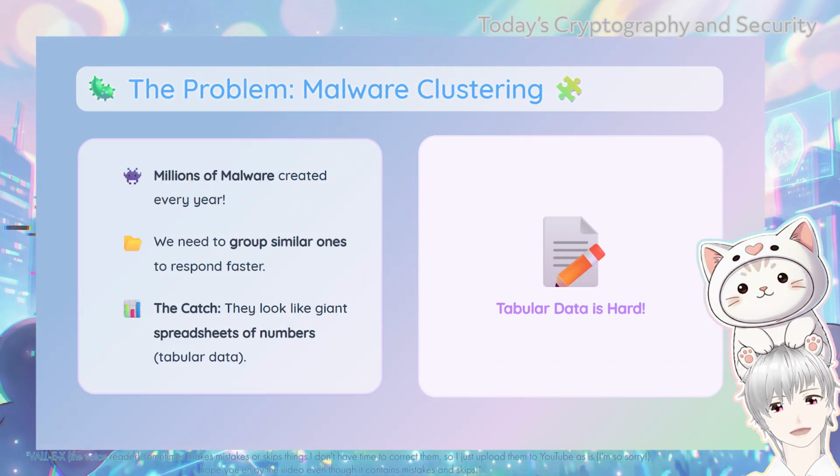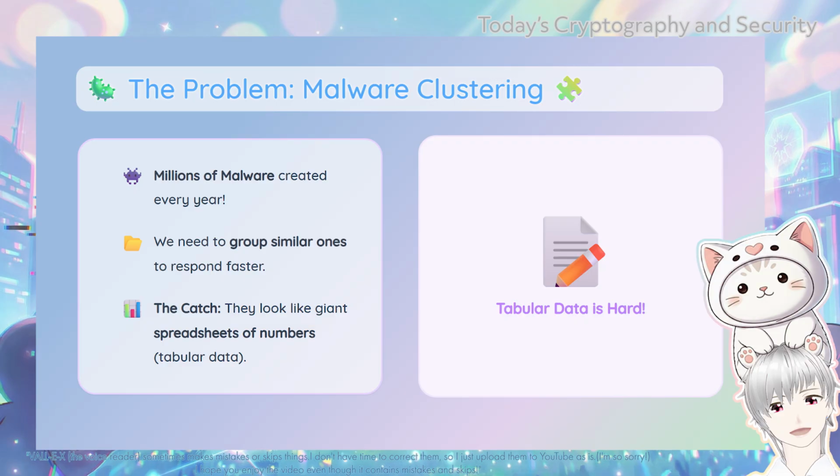So, let us dive right into the problem that this paper is trying to solve. In the world of computers and the internet, there are millions of new malware samples created every single year. Malware is just a fancy word for bad software or viruses, stuff that tries to break into our computers and steal information. Because there are so many of these bad programs, security defenders need a way to group them together, which is a process called malware clustering. By grouping similar malware together, experts can figure out what family a virus belongs to, and they can respond to attacks much faster.